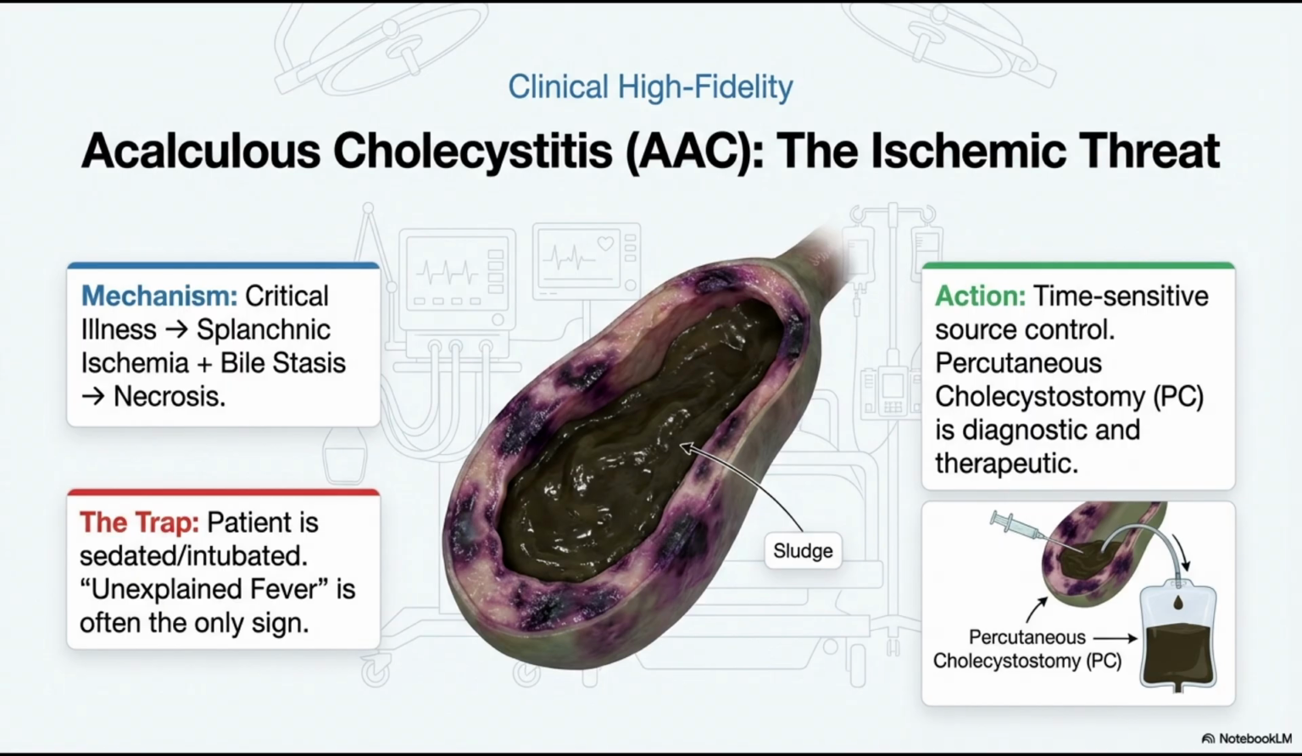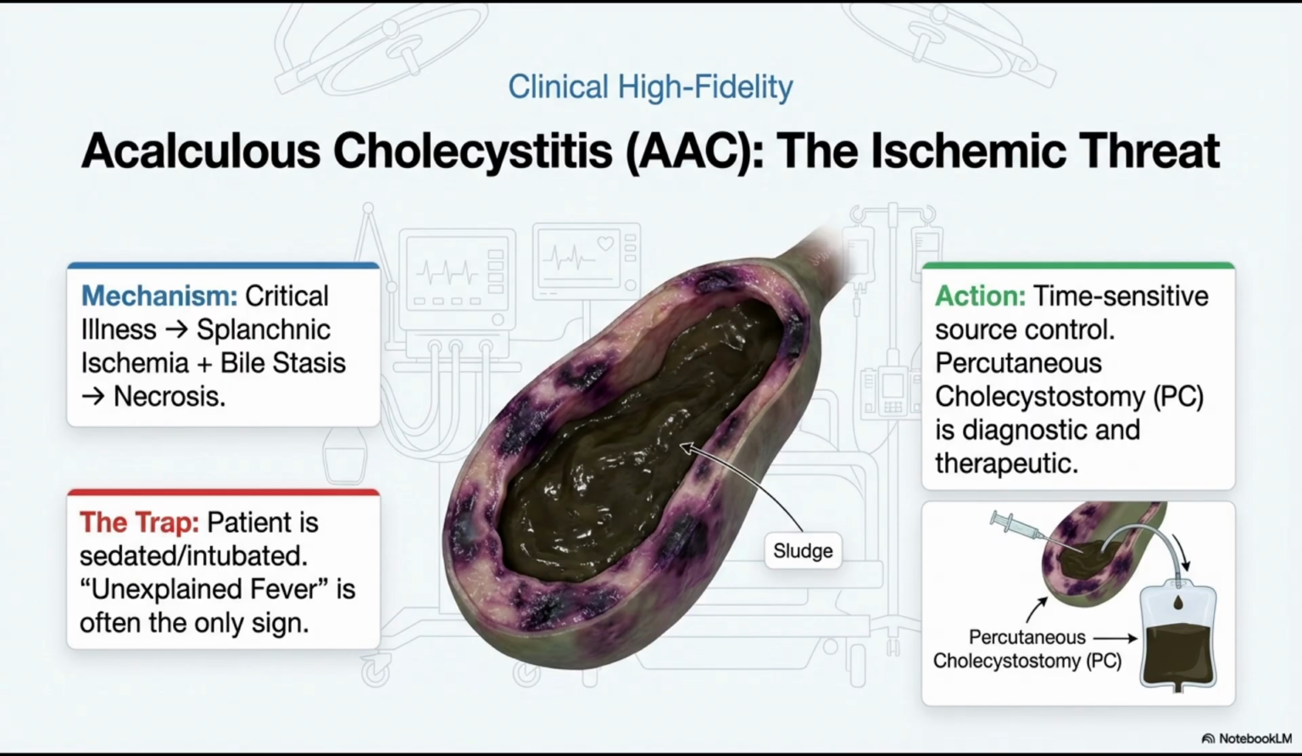What is the mechanism if there is no stone? It's ischemia and stasis. The gallbladder isn't emptying because the patient isn't eating, so there's no CCK release. The gallbladder wall gets ischemic from shock or from high-dose pressors. You get necrosis of the wall.